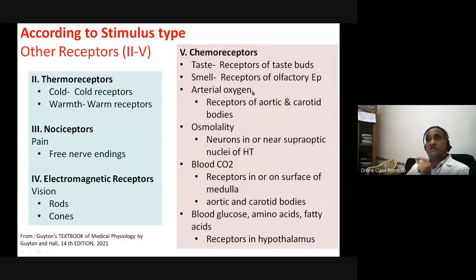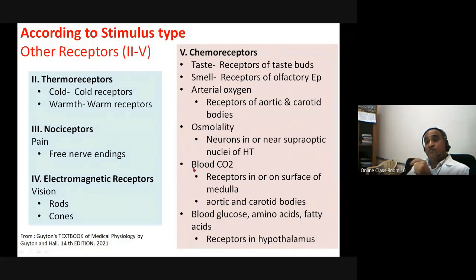The arterial oxygen is detected in the carotid body and aortic body. So the glomus cells detect the oxygen tension. So that is arterial oxygen. They also detect the carbon dioxide. Then osmolality. Osmolality is detected by the osmoreceptors located in the supraoptic nucleus of the hypothalamus. They will detect the osmotic activity of the extracellular fluid and the blood. These are osmoreceptors.